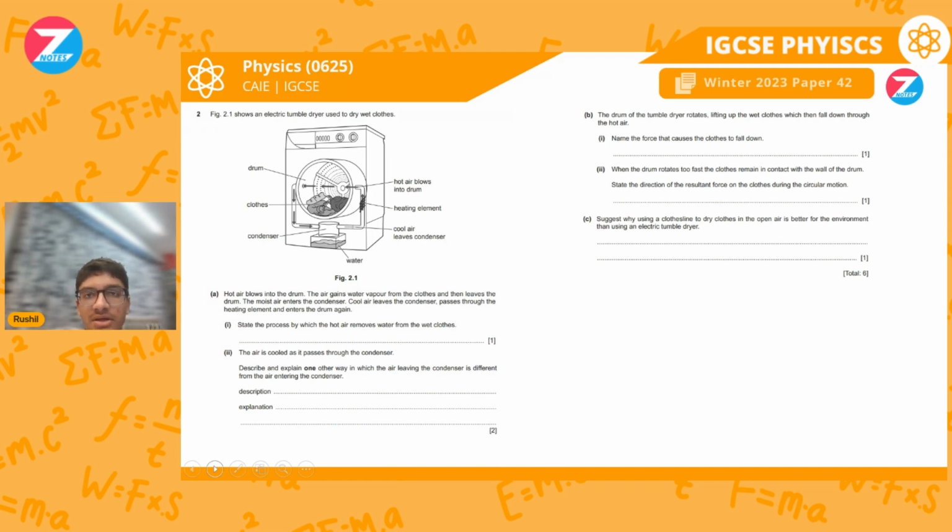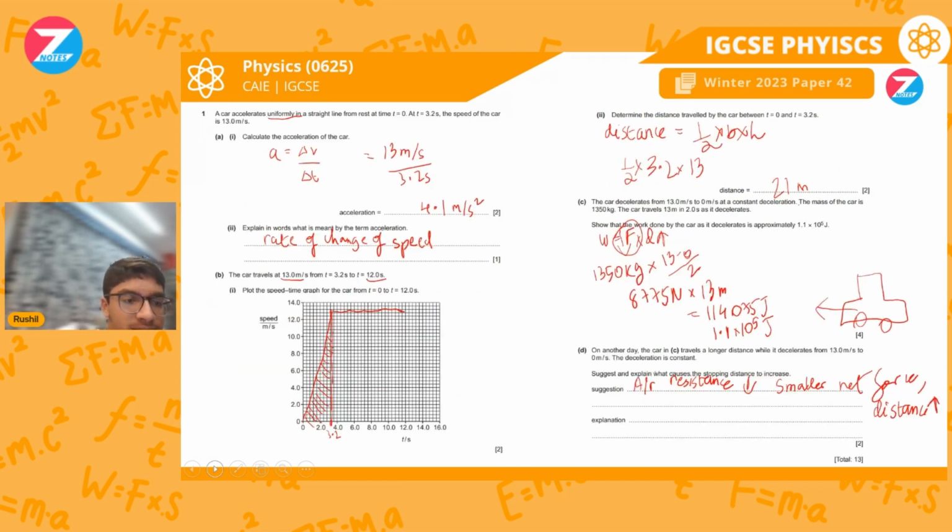So what's happening here is the hot air comes into contact with the wet clothes. It transfers its energy to the water in the wet clothes. So more of the particles gain kinetic energy, which allows them to break free from the water and evaporate. So here, what's happening is evaporation.